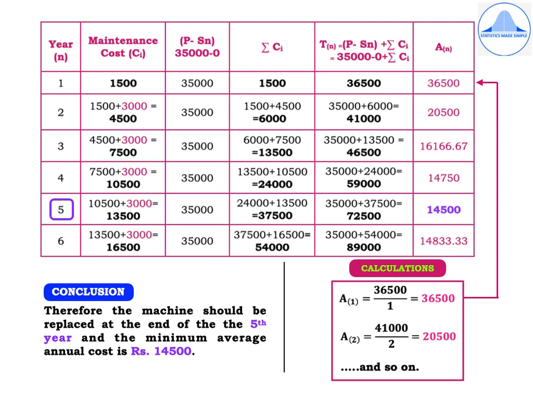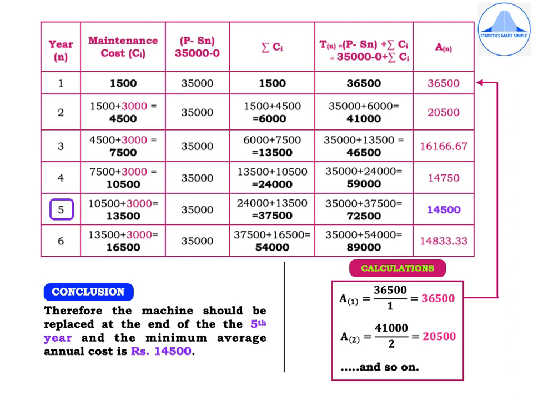14,833.33. Now observe the last column values very carefully. You see that from 36,500 onwards till 14,750, the costs are decreasing. Then it decreases further to 14,500, and after this stage you see that it is increasing to 14,833.33. So 14,500 is highlighted in purple color, and this would be the minimum average annual cost, and the corresponding year is marked, that is 5.